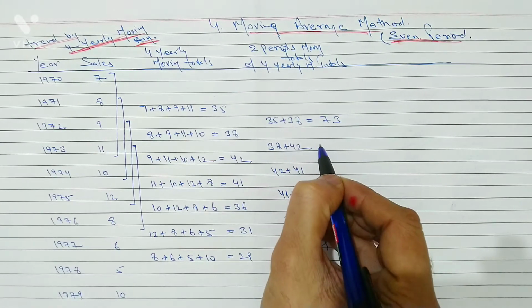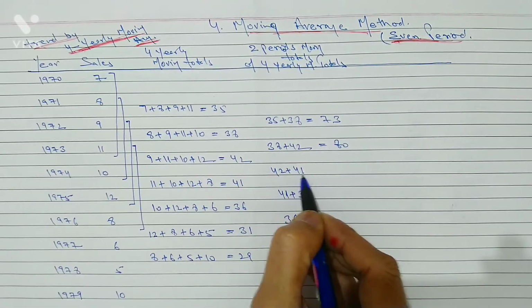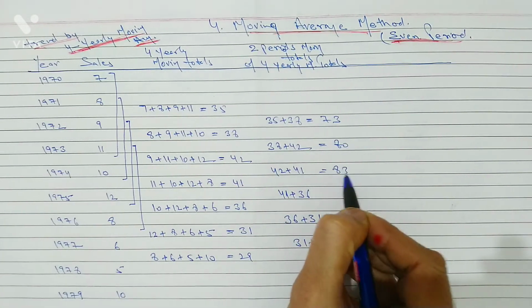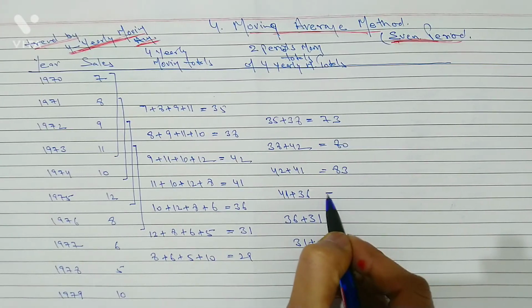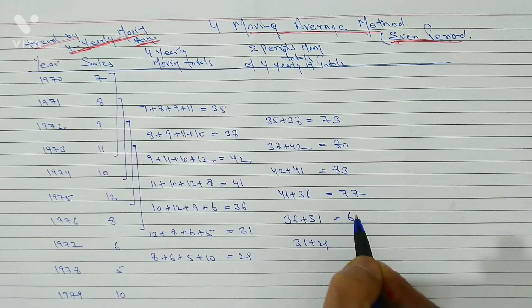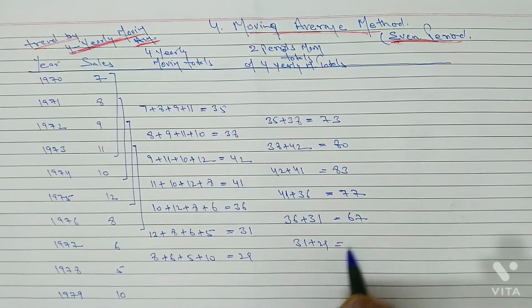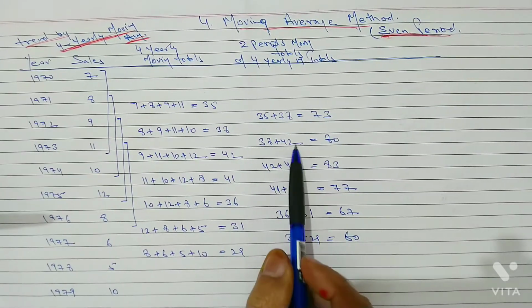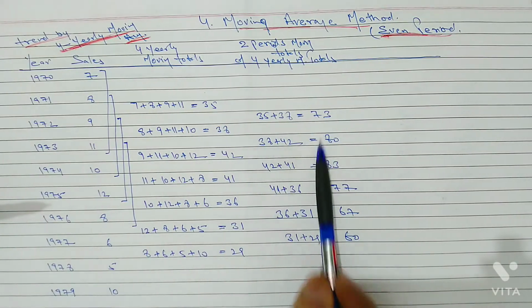Comes out to be 73, 80, 83, 77, 67. The next is 31 plus 29, 60. These are 2 period moving totals of 4 yearly moving total.